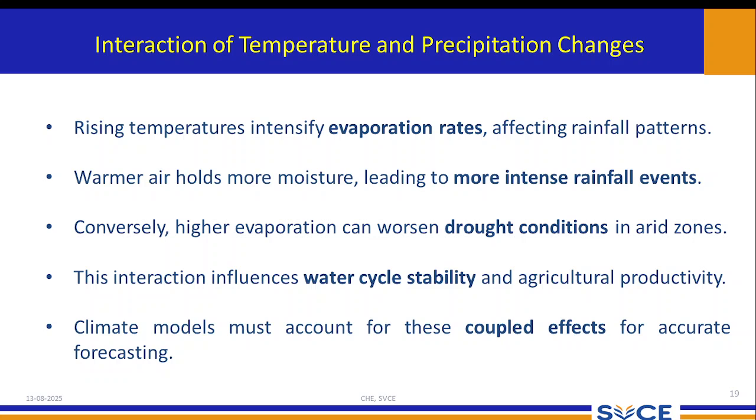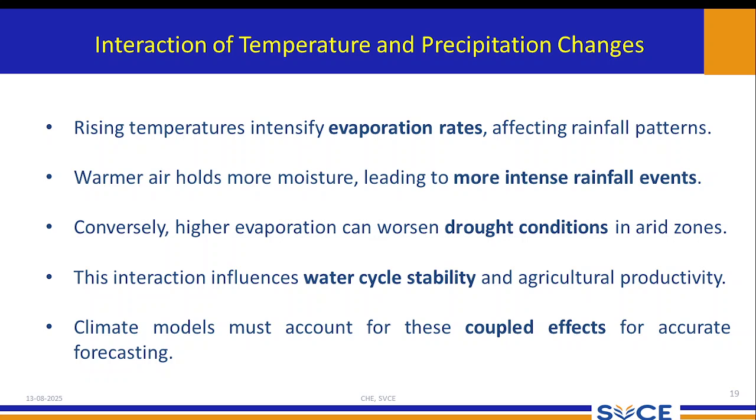So what happened? Warmer air holds more moisture. Please keep in mind, warmer air. If air is cool, it does not. What is the dry bulb temperature and wet bulb temperature of dry air and wet air? Go and refresh the things you have studied earlier. Warmer air holds more moisture, leading to more intense rainfall events.